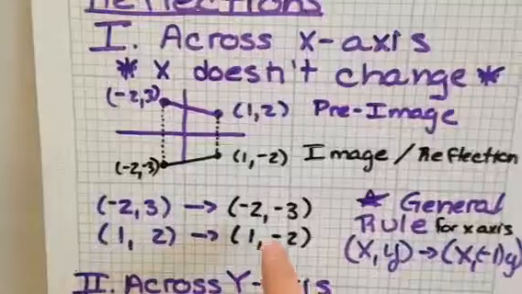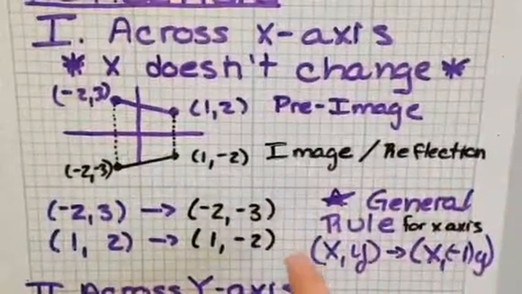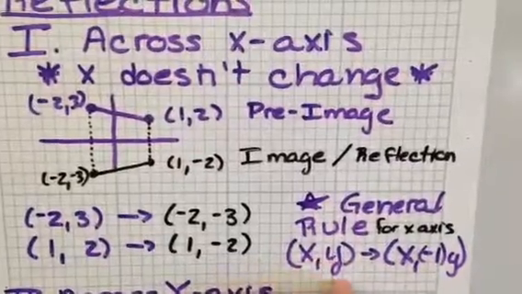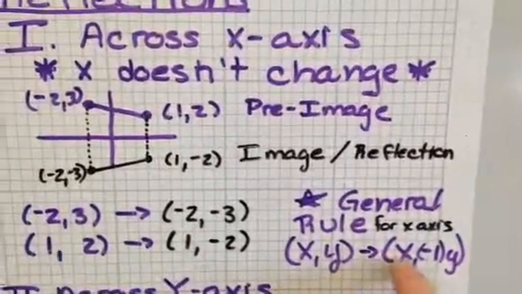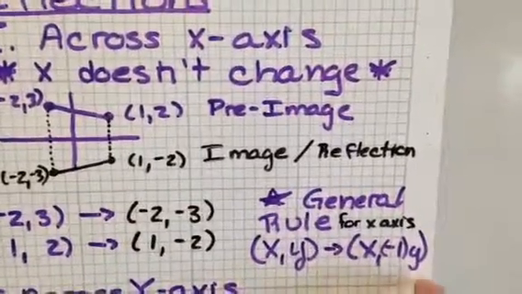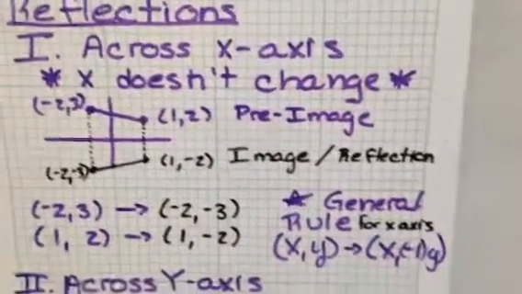And I have this written out here. Our general rule when we are reflecting across the x-axis is if we have a point x, y, when we reflect it, x stays the same, but y is going to change sign because it's going to be multiplied by -1.